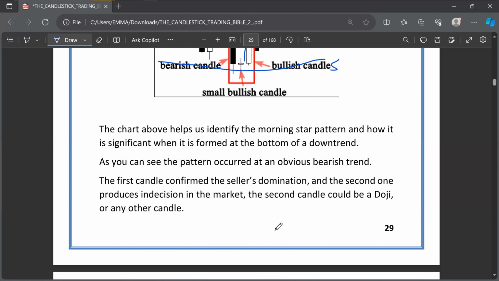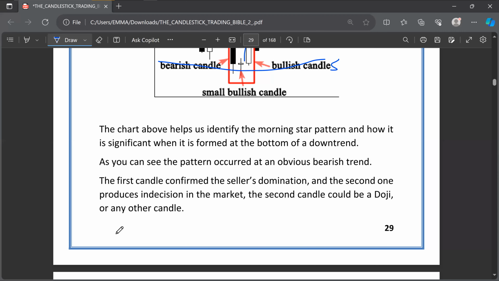The above chart helps us understand and identify the morning star pattern and how it is significant when it is formed at the bottom of a downtrend. As you can see, the pattern occurred at an obvious bearish trend, right? The prices were actually moving down. Then when it got there, they moved up. So that's what it's talking about.